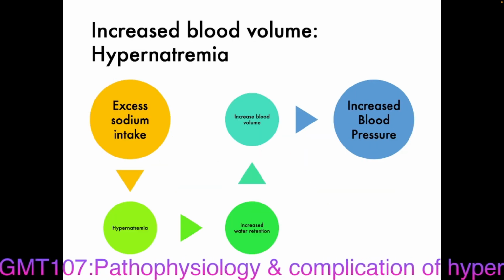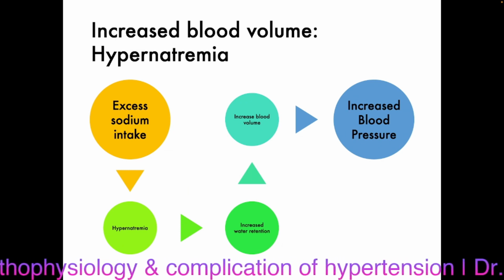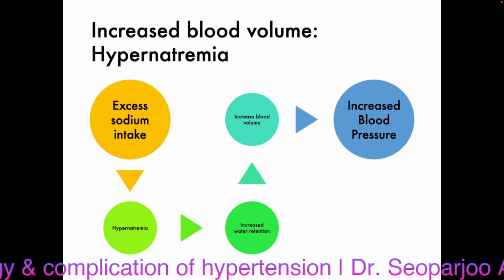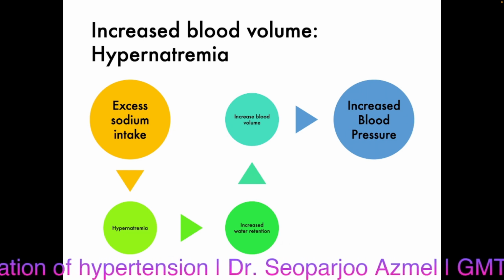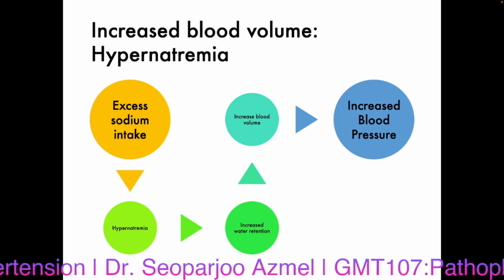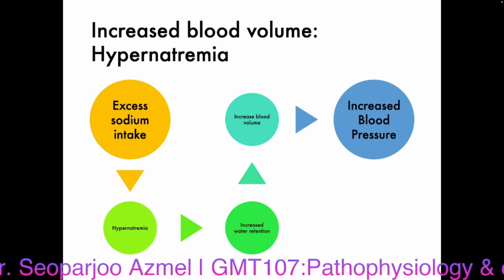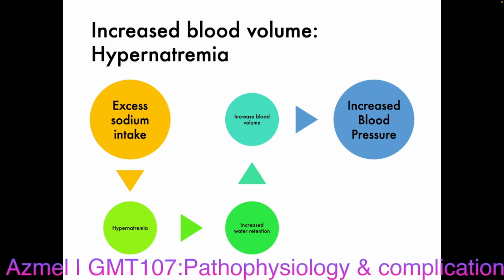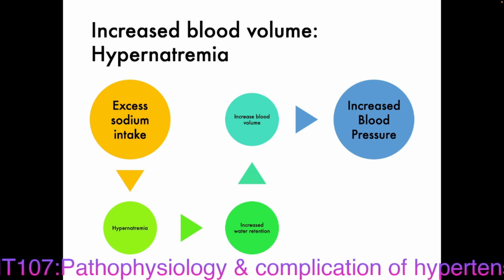Okay, for hypernatremia, how does hypernatremia cause hypertension? When there is an excess sodium intake, this is what we call hypernatremia. It means the sodium inside the blood is increased. What is absorbed together with the sodium is the water. So water absorption will increase together with the sodium, and this will increase the blood volume. This increase in blood volume will again cause an increase in blood pressure, thus hypertension.